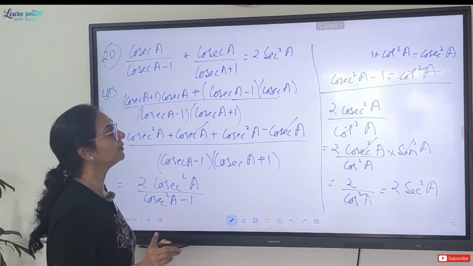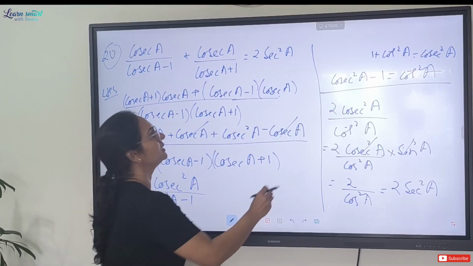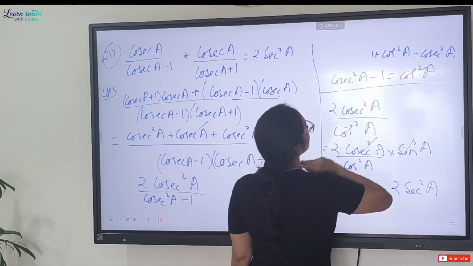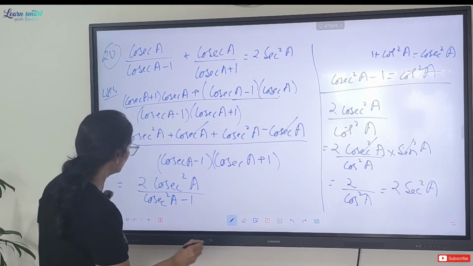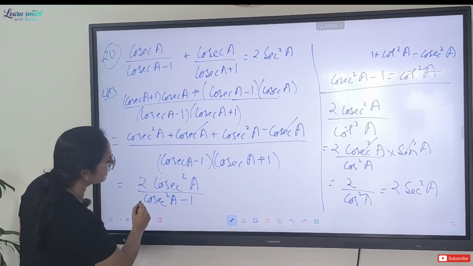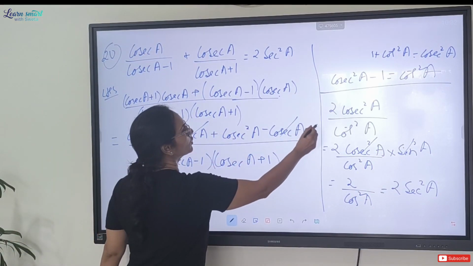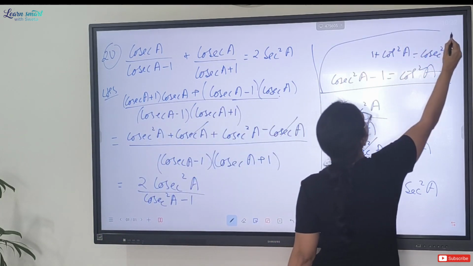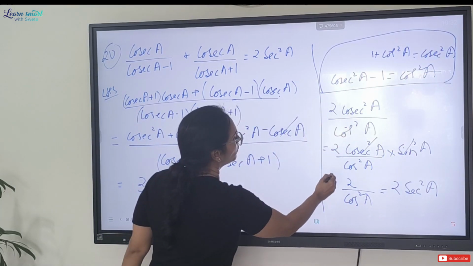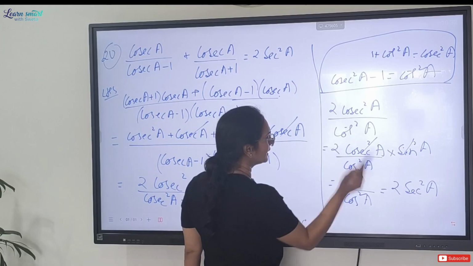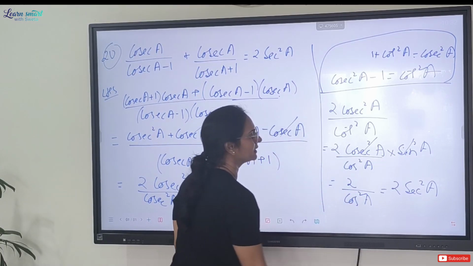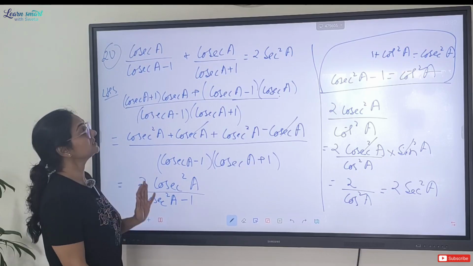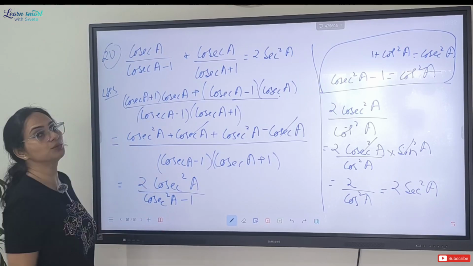So here one important identity that we are using is 1 plus cot square A is cosec square A. So cosec square A minus 1 can be written as cot square A, and this is the identity that we used. We wrote this as cot square A, and then again we wrote cot square A as cos square A upon sin square A. We cancel and we are getting 2 sec square A. So this is how we can solve this question number 20.